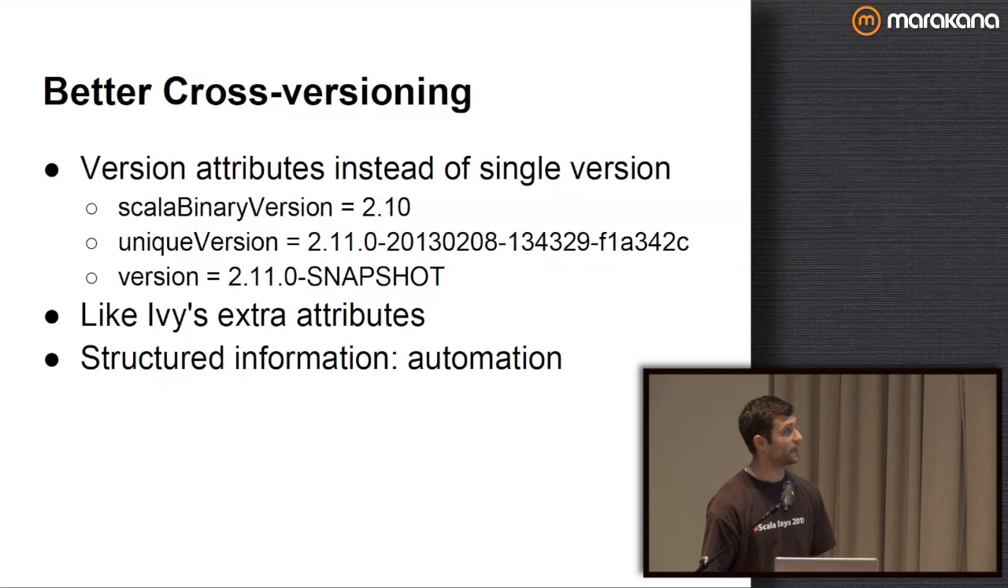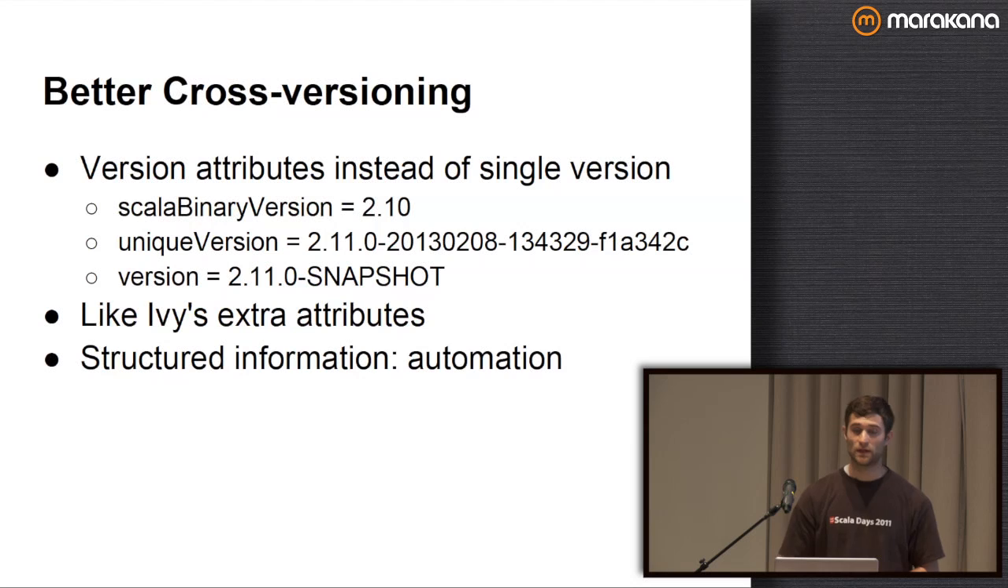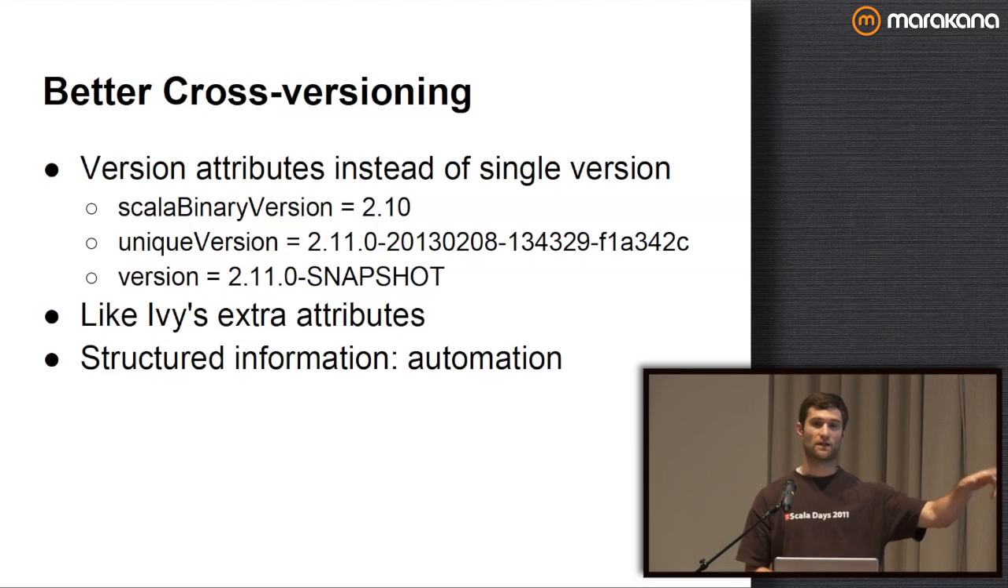So one option is Ivy has these things called extra attributes. And I think they work pretty well for this. You would say, this is my library for Scala binary version 2.10. And this participates in dependency resolution. So it's kind of natively encoded. The problem is that nobody uses Ivy metadata. It's not published to Maven repositories.